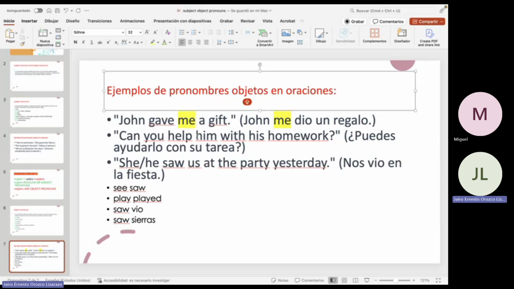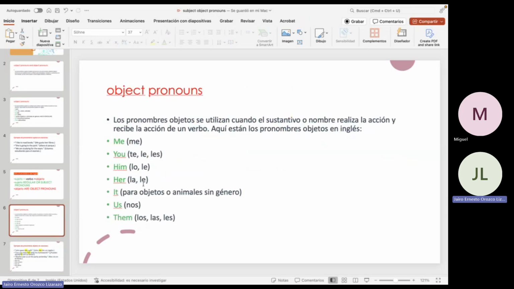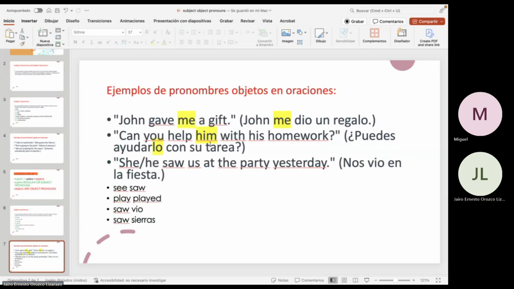Can you help him with his homework? This is the object pronoun in this sentence. Can you help him with his homework? So what is this him in Spanish? This him in Spanish is lo, right? We saw it right here. Him, lo or le, right? So him is the same as this lo in Spanish. So help him, ayudarlo o ayudarle, ¿cierto? So me, him, lo.